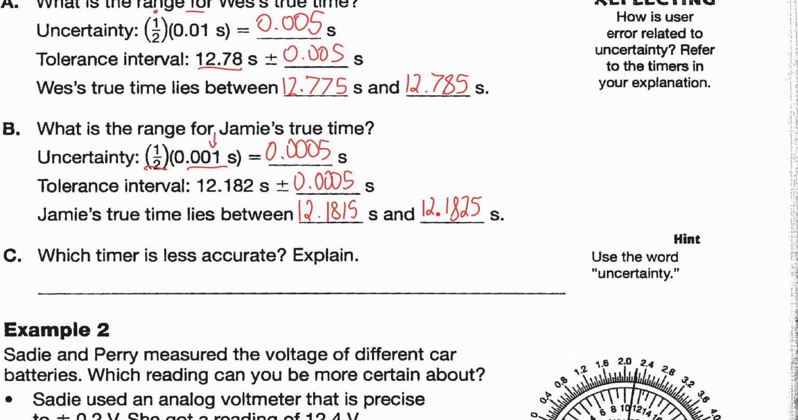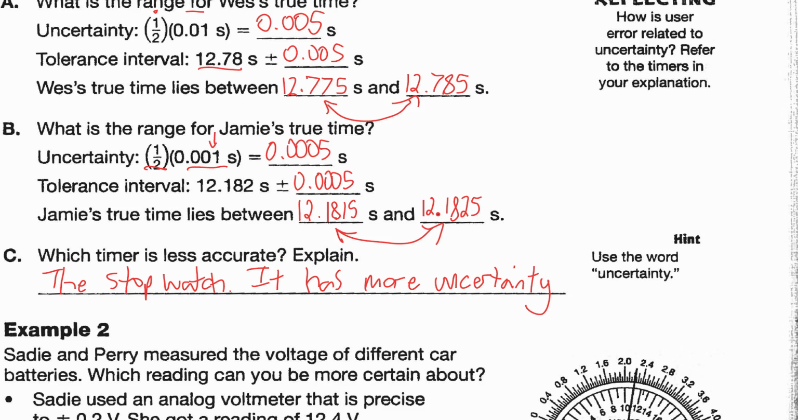Which timer is less accurate? The stopwatch. It has more uncertainty. And that's because you can see the uncertainty lies between here to here, but for the timed electronic one, that one is more precise because it's to a smaller decimal. And hint, use the word uncertainty, we did.